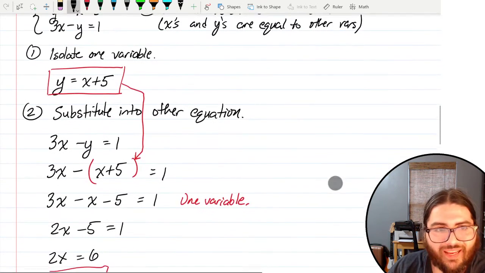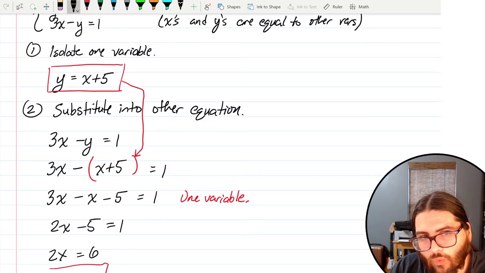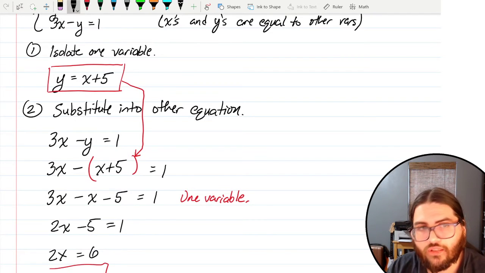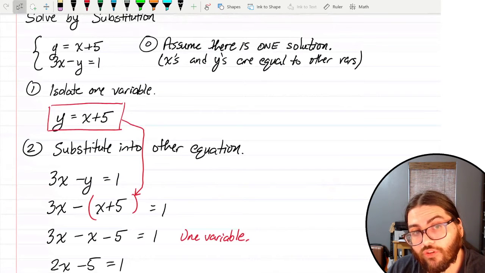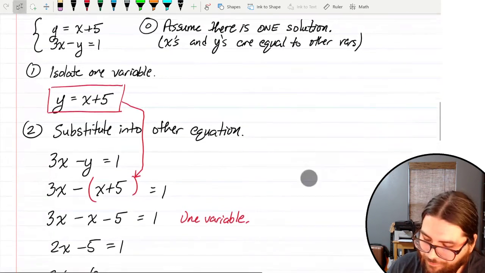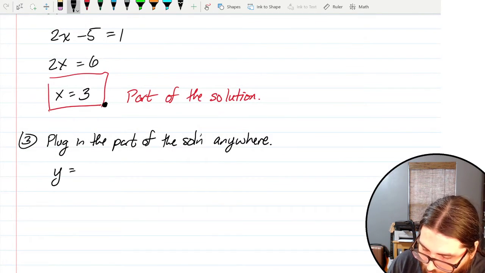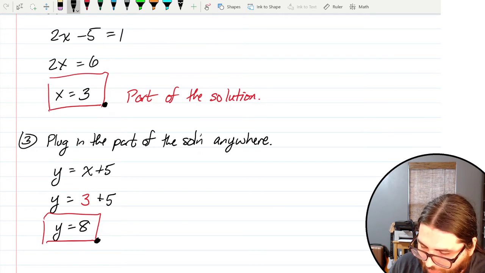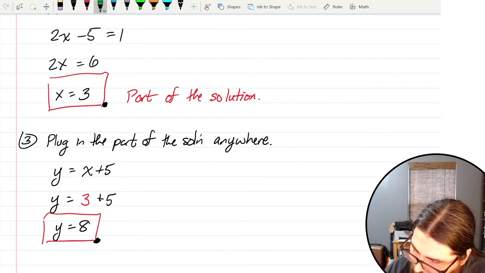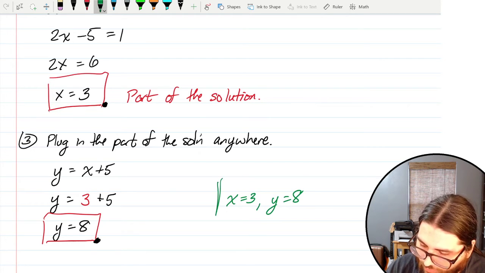It will be easiest to plug it back into step 1 because you see how y has already got x away from it, right? I could plug in the number 3 there very easily. But if for some reason you don't like that, or you see another place farther up in the original problem where it would be easier to plug it in, go for it. Anywhere is fine. Y equals x plus 5. And I'm going to plug in the 3 that I already figured out from step 2. Tells me y equals 8. Now, a mathematical period, now I have both parts of the solution. X equals 3, y equals 8. That's the full solution.